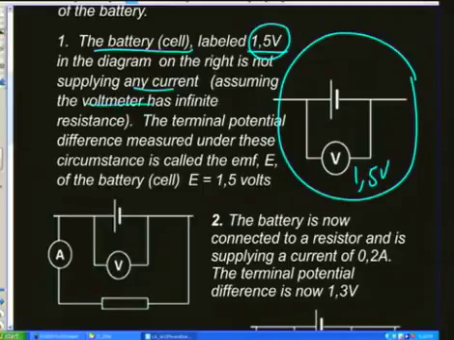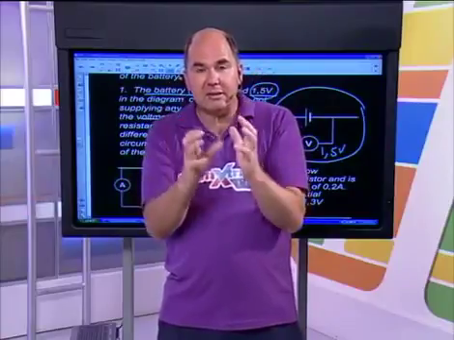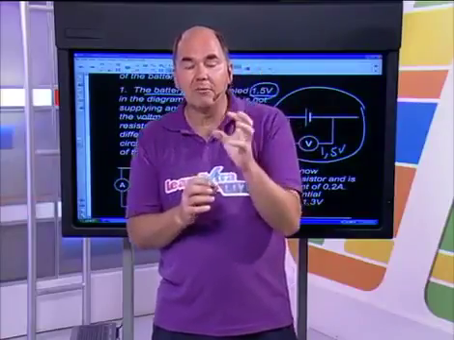Assuming that the voltmeter has an infinite resistance. Voltmeters usually have a very large resistance, so we say the potential difference measured under these conditions is called the EMF, E, and EMF is 1,5. So guys, that's the first step. The current is not flowing. There is no work being done in the external circuit. Maximum potential that this cell can deliver is 1,5 volts.